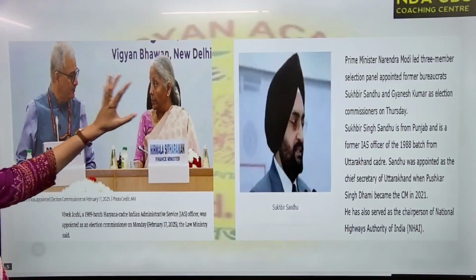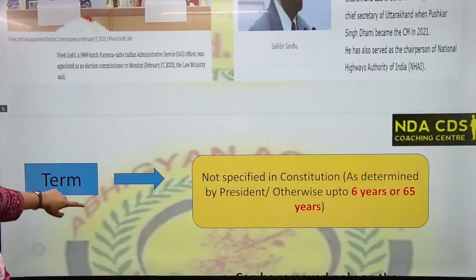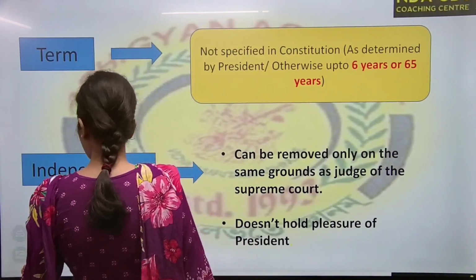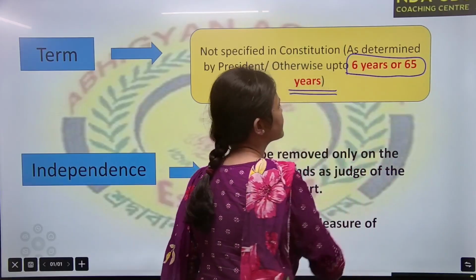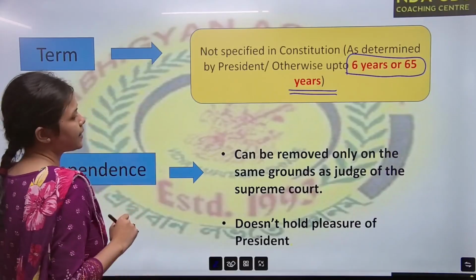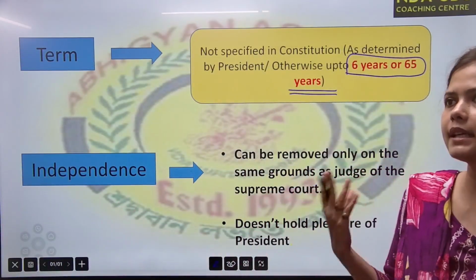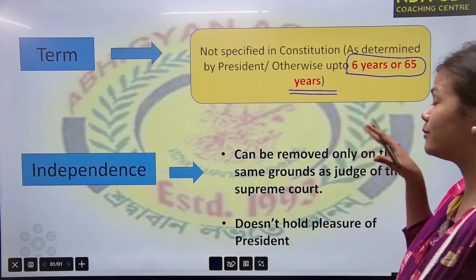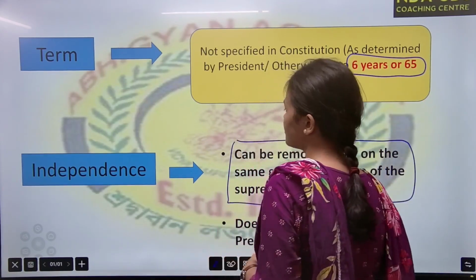And we have the election commissioners, two election commissioners. One name is Vivek Joshi and Sukhbir Sandhu. Then term, tenure, 6 years or 65 years of age, whichever is earlier. Independence: how are they independent, how do we call this body independent? It is because they can only be removed by the same process as a judge of the Supreme Court.